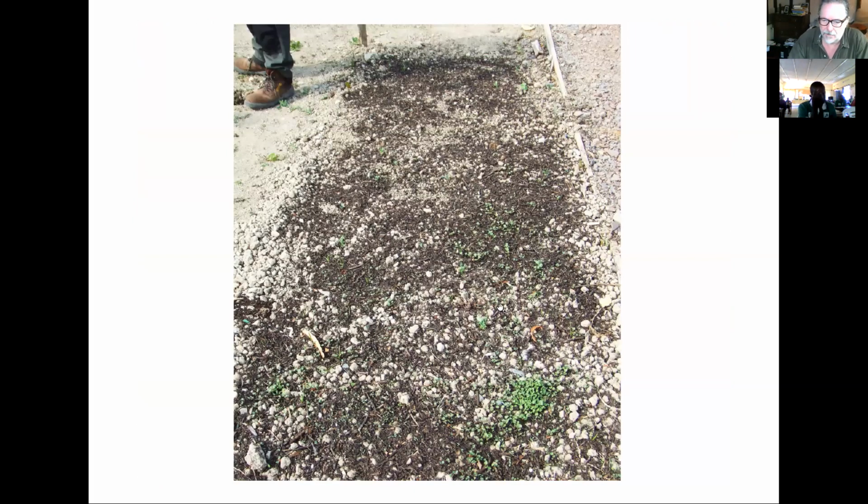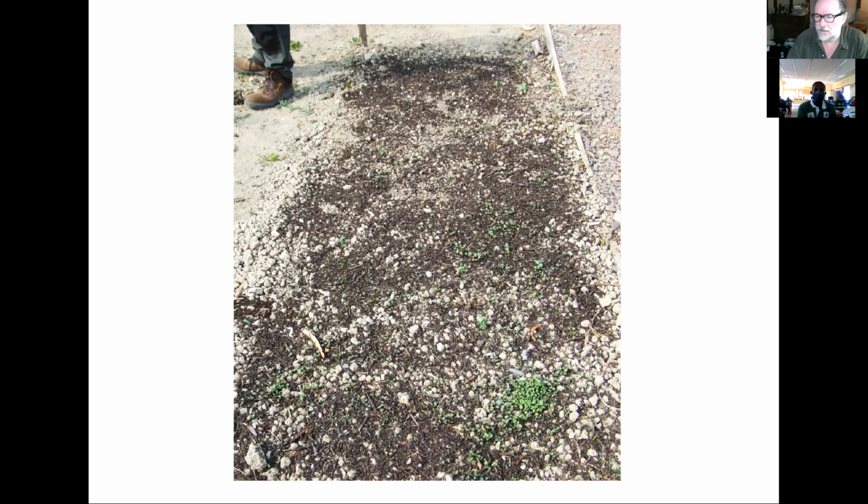So these are not great pictures, actually. I want to introduce an idea that's an experiment that we've been working on. We call it the poly-veg bed. Poly-veg, poly as in many.